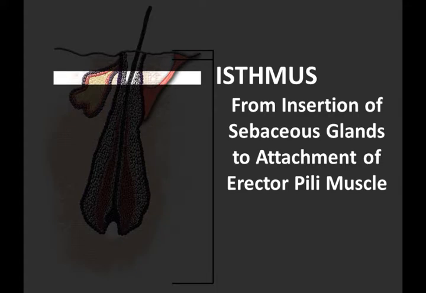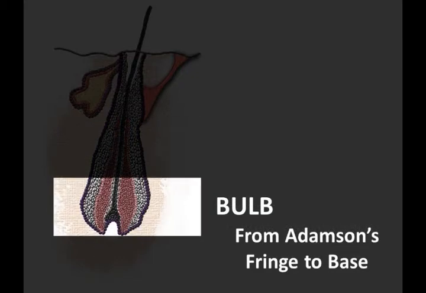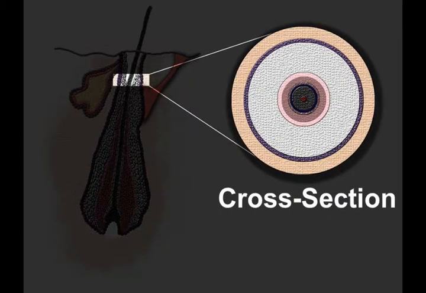The isthmus is located below that, from the sebaceous gland duct entry down to the level of the attachment of the erector pili muscle. The stem begins below the bulge region where the erector pili inserts and extends down to Adamson's fringe. And then the bulb region extends from Adamson's fringe down to the base of the hair follicle. We'll look at the structures in cross-section next.